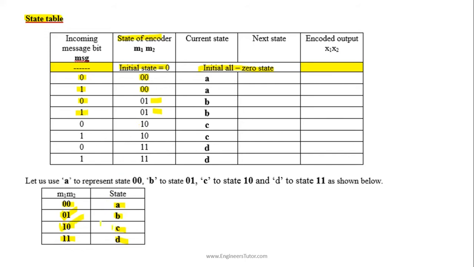Similarly for state C, 10, we consider incoming bit 0, and we also consider the same state for incoming bit 1. Similarly for the 11 state, we assume incoming 0 and incoming 1. So the current state of the encoder 00 represents A, and this is also A, then B, B, because we represent the states of the encoder with the symbols A, B, C, D.